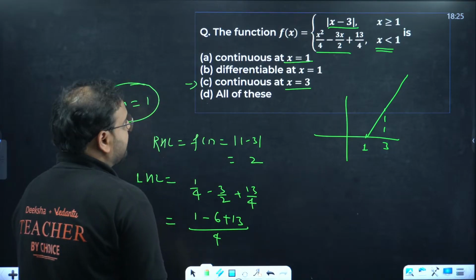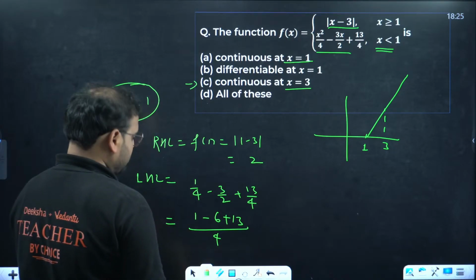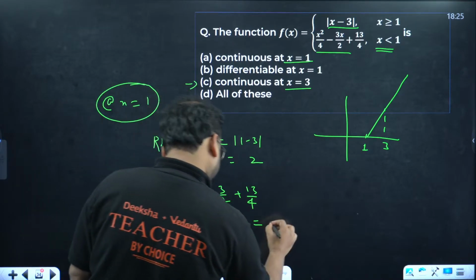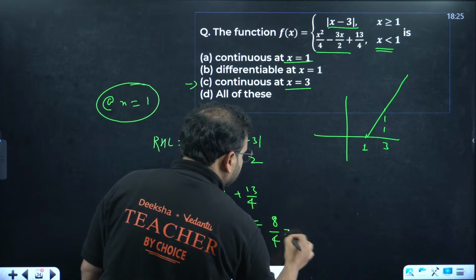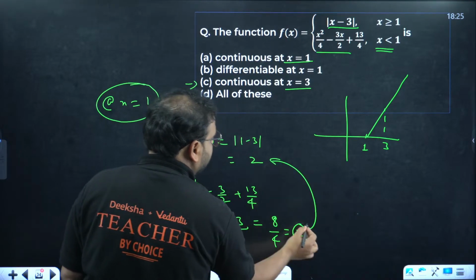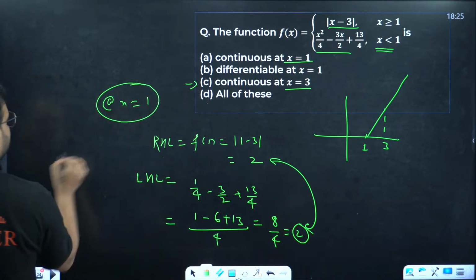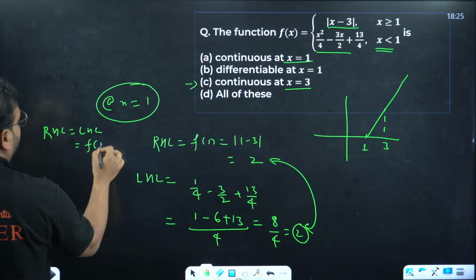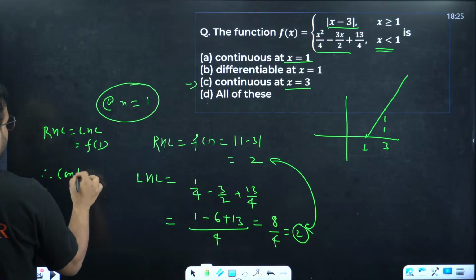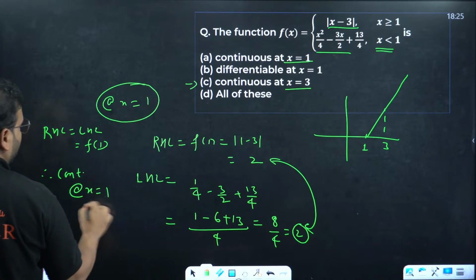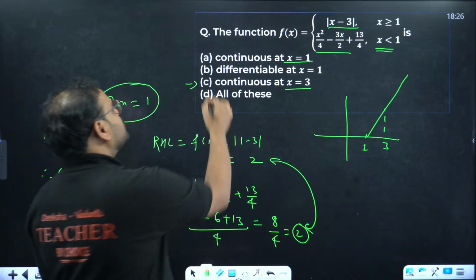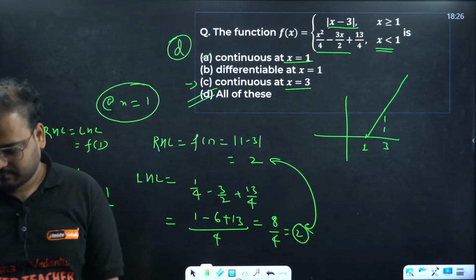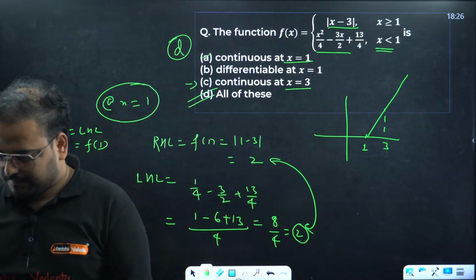Okay, so that's going to be 3 again. So 3 by 2 becomes 6 over 4. So we have 14 minus 6, that's going to be 8 by 4. It's 2 only, right? Can you see they are both equal? It means what? I'm getting basically at this point my RHL equal to LHL equals f of 1. Therefore, continuous at the point x equals 1. So this also is true. It means my answer is option D.